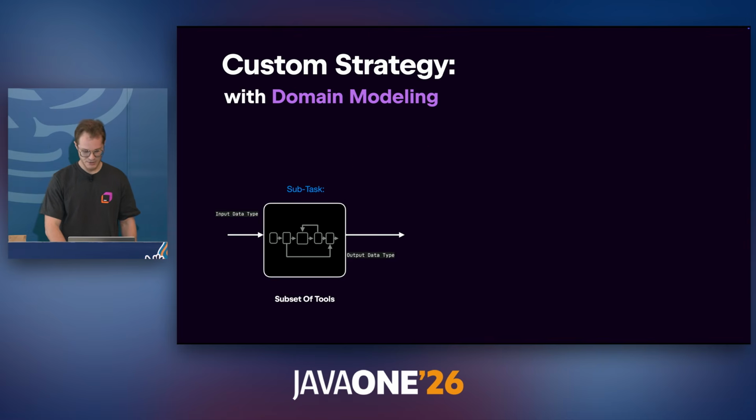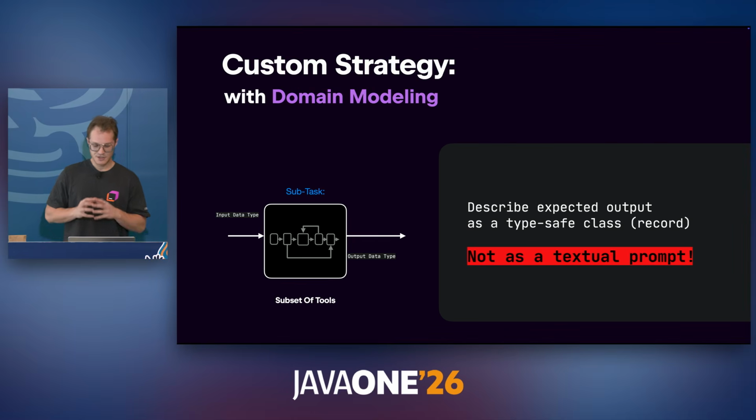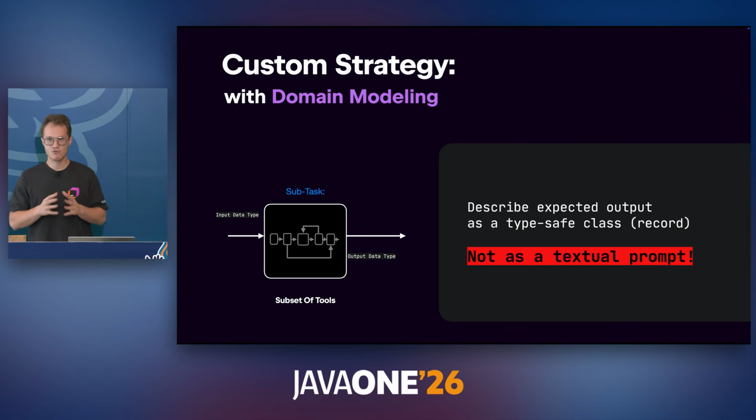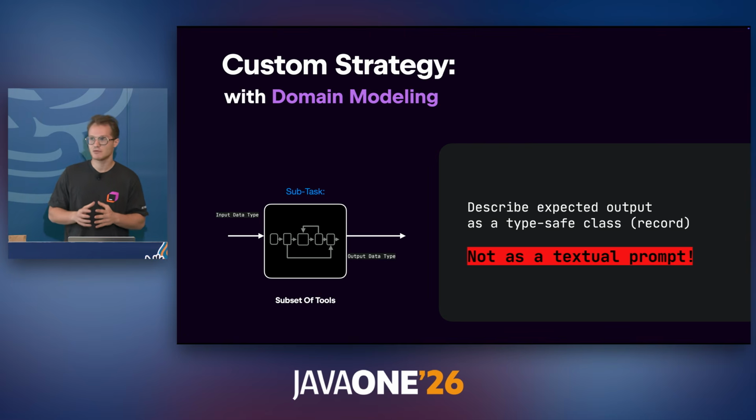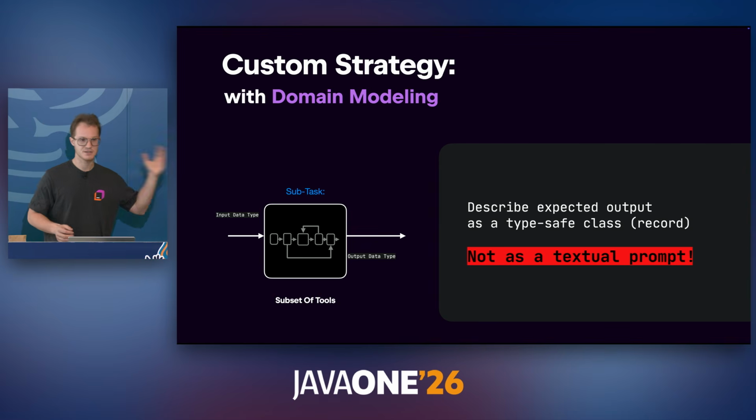So let me put it this way. You can describe the expected output, what you want from the model, as a type-safe class or Java record, a plain Java object, instead of a textual prompt. Of course, someone might say that you can describe how you spent the last winter and what you expect to be achieved by the next summer. But what you are left with in your hands is just hope.